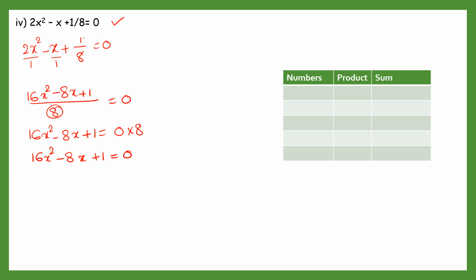If you have a fraction in the constant, it will be a bit difficult. So we first change this equation to this. Now we will split the middle term. How? Coefficient of x square is what? 16 into constant is what? Plus 1. So the product is 16. This 16 should be split into two numbers n1 and n2. So n1 into n2, the product should be 16.